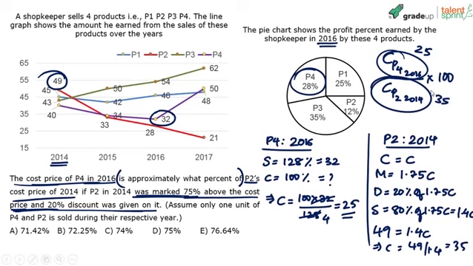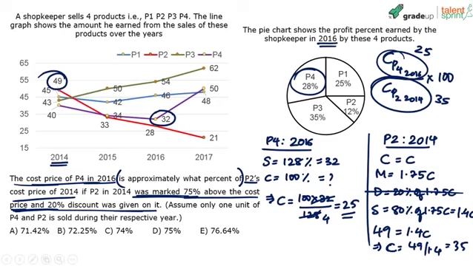So what's the answer? 25 by 35 into 100. See, you don't go by the number of steps. You can cut down the number of steps. You don't even have to write discount is 20% of so and so. If discount is 20, obviously selling price is 80. 80% of 1.75 C, which is 1.4 C, is equal to 49. So from there itself you'll get the cost price. Cost price is 35 for product 2 in 2014. Cost price is 25 for product 4 in 2016.